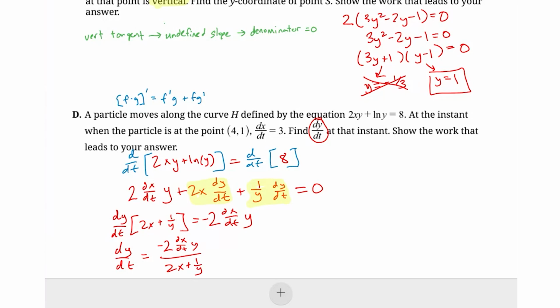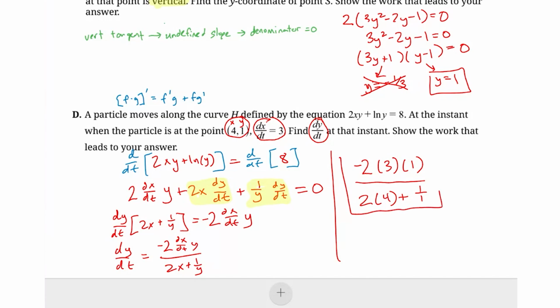Now, at that particular instant, we're going to have to do a little evaluating here. We're going to plug in all the information that we know. So we know dx/dt is 3, so we're going to plug that in. We also know x is 4 and y is 1. So all we need to do is substitute all those numbers into our formula, and then we'll have our answer. So we have negative 2 times dx/dt, which at that instant is 3, times y, which is 1, all over 2 times 4 plus 1 over 1. That is going to be our answer.